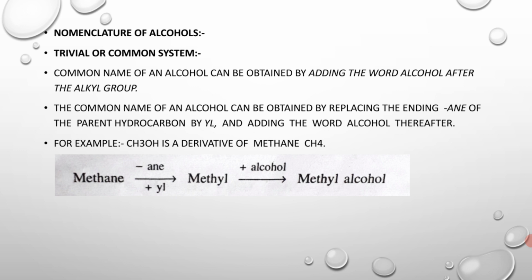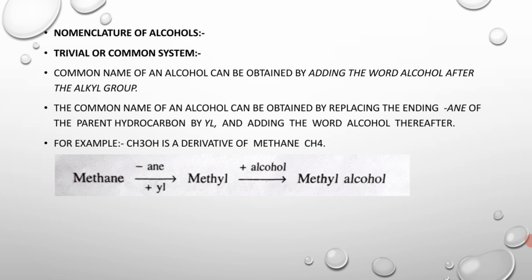We get the result, that is alcohol's common name. For example, if we have CH3OH, which is the derivative of methane, that is CH4, then the common name of CH3OH can be written as methane minus ane plus yl is equal to methyl plus alcohol, that is methyl alcohol.